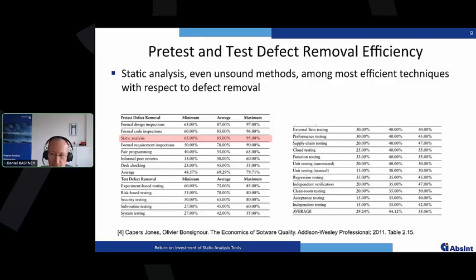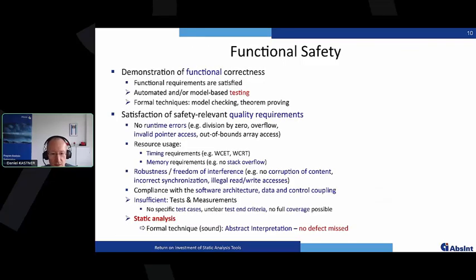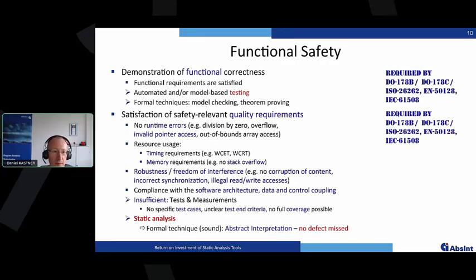First, let's maybe start with safety, because there is a clear contribution where static analysis really helps. If you look at any safety norm which is around, it's clear that you have to demonstrate the functional safety of the software, which first means that you have to show its functional correctness. And that means you have to show that the functional requirements are met, and typically for this you use some testing methods, sometimes also formal methods.